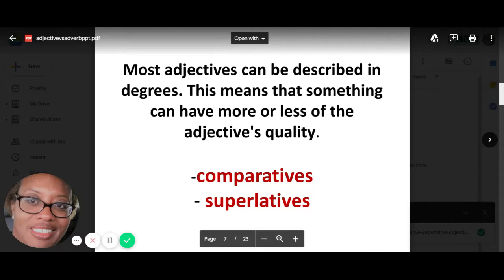We know about adjectives and adverbs. Now we're going to talk about comparatives and superlatives. Most adjectives can be described in degrees. This means that something can have more or less of the adjective's quality.